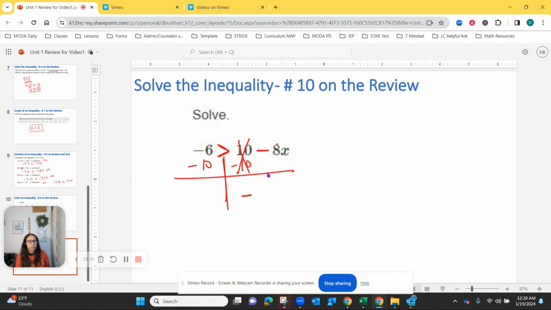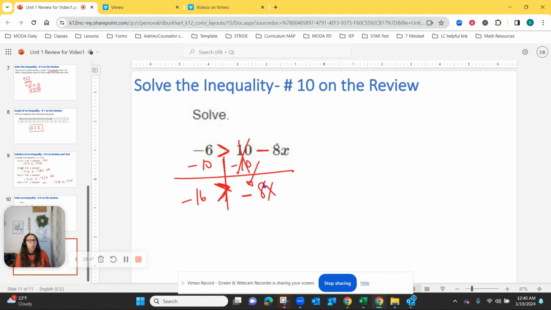So I'm going to bring that negative down right here, negative 8x, and what's left, negative 6 plus negative 10 is negative 16. Remember, when you're adding two negatives, you add and keep the same sign. Alright, now you still have that inequality symbol right here.